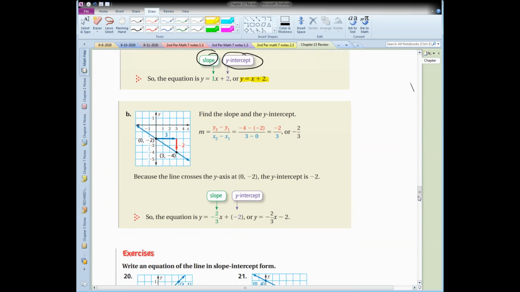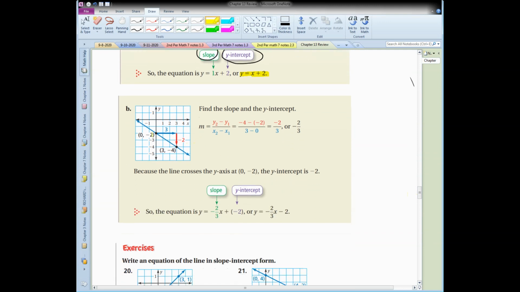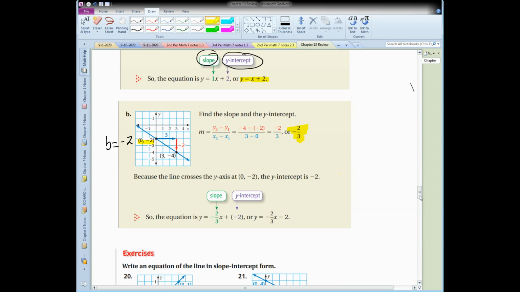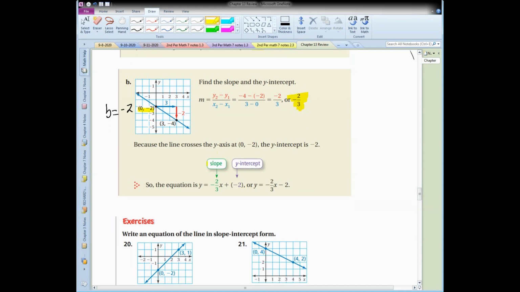All right. So let's do another one. So here again, I see this line that goes through this point. So I know b for my y-intercept, b equals negative 2. And I just have to calculate my slope. And you see you have to use the formula, make sure you label your coordinates correctly. And I have a slope of negative 2/3. So the equation is going to be, here's my slope, my y-intercept. You plug them in, and you get y equals negative 2/3 x minus 2.